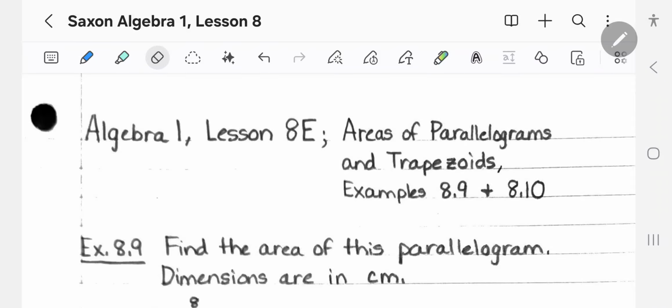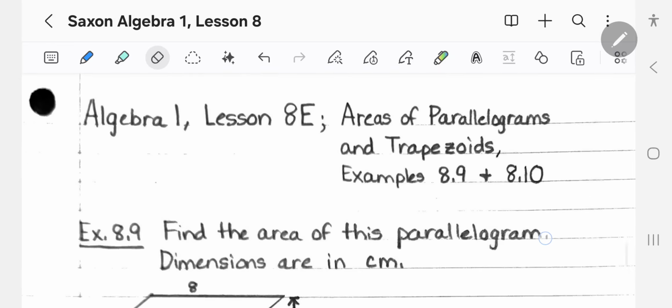This is Algebra 1, Lesson 8E, Areas of Parallelograms and Trapezoids. It includes examples 8-9 and 8-10. Example 8-9, find the area of this parallelogram.